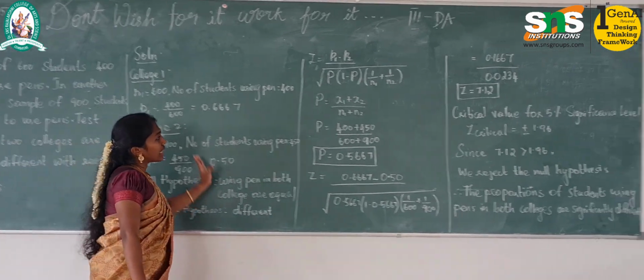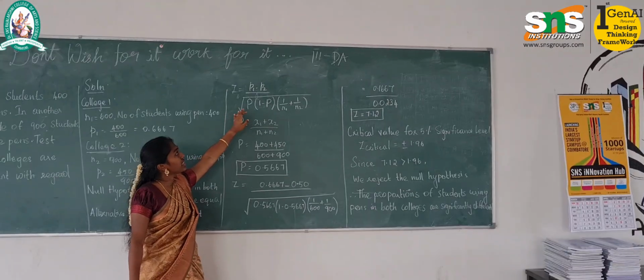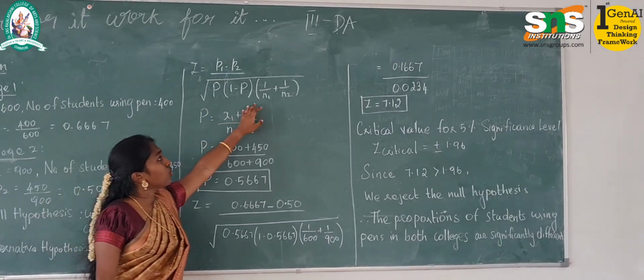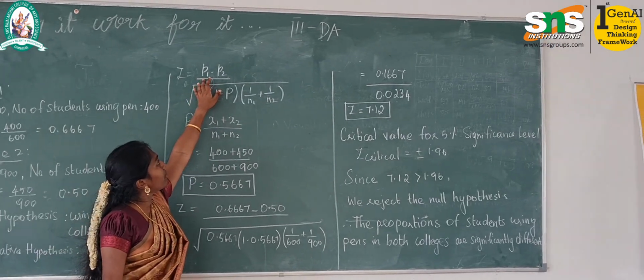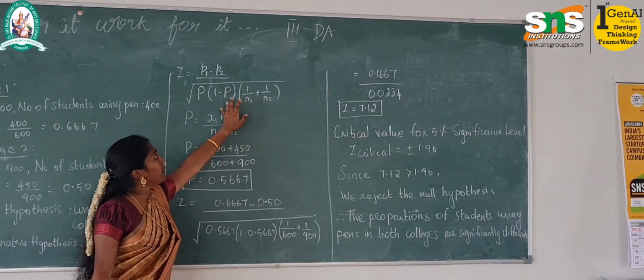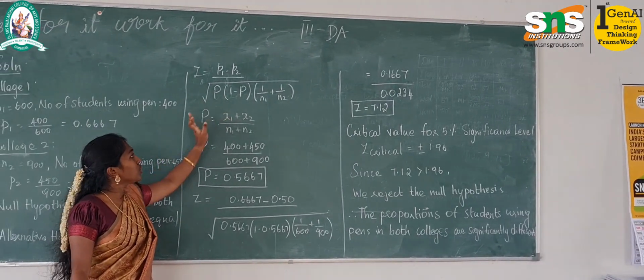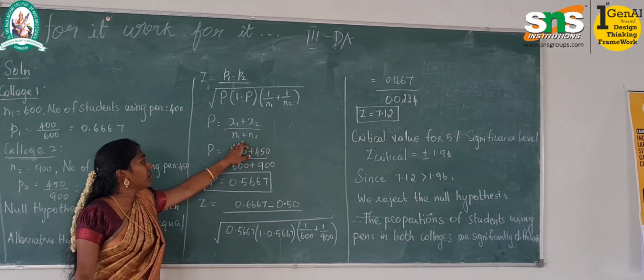The formula for calculating the two sample proportion test is Z equal to P1 minus P2 divided by the square root of P into 1 minus P into 1 by N1 plus 1 by N2. In this formula, we know the values of P1, P2, N1 and N2, but we need to know the value of capital P. The formula to calculate capital P is x1 plus x2 divided by N1 plus N2.